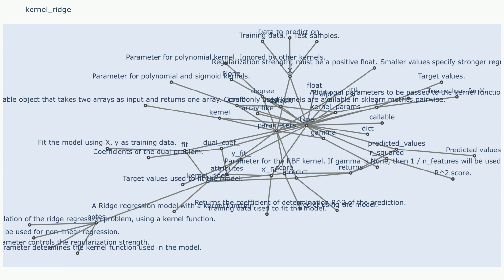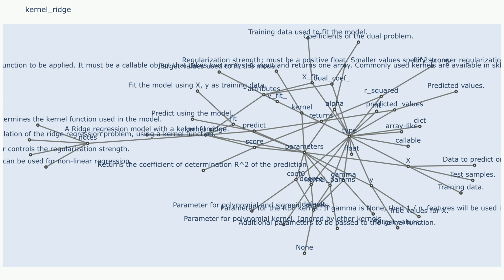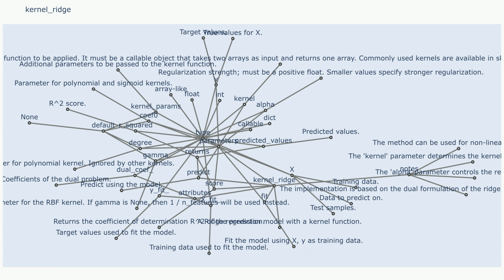5. Tuning KRR. Kernel selection. Experiment with different kernel functions to find the best fit for your data. Cross-validation can help guide this process. Regularization parameter alpha. Use cross-validation or grid search to find the optimal alpha value that balances bias and variance. Gamma. If applicable, tune gamma for kernels like RBF to adjust the influence of data points.